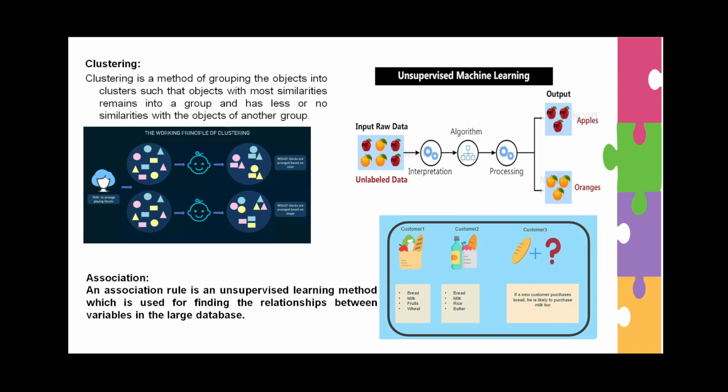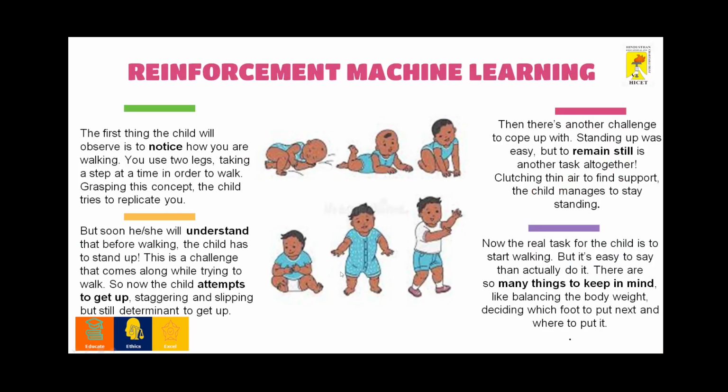If a new customer purchases bread, let's take that customer 1 also buys bread and milk. Customer 2 also buys bread and milk. So obviously customer 3, if he is buying bread, then obviously he will also be buying milk, and this is what you call an associative rule.